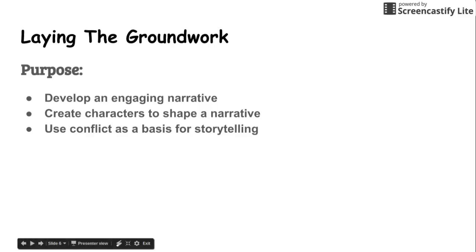Second part, laying the groundwork. The purpose is to develop an engaging narrative, create characters to shape a narrative, and use conflict as a basis for storytelling.